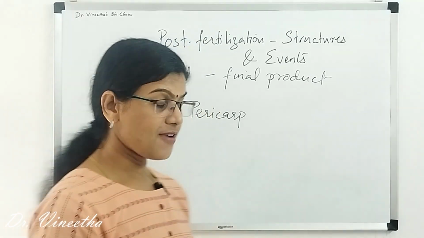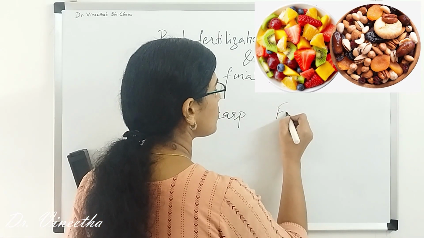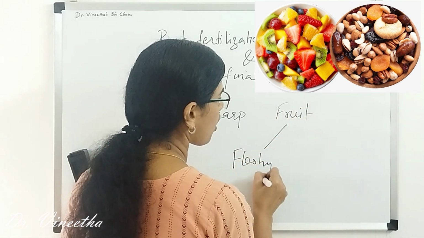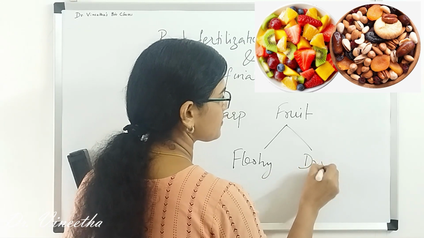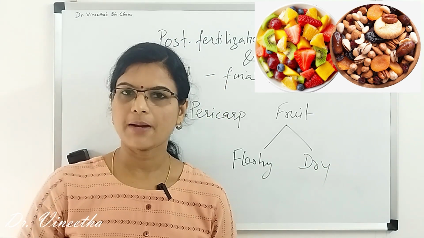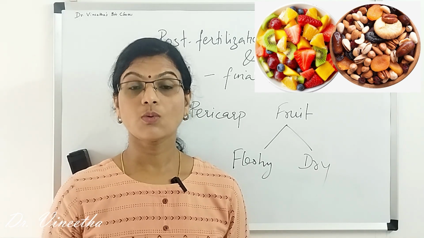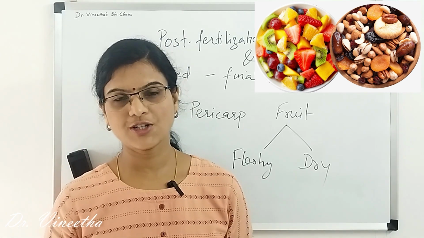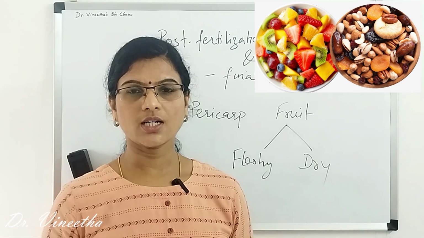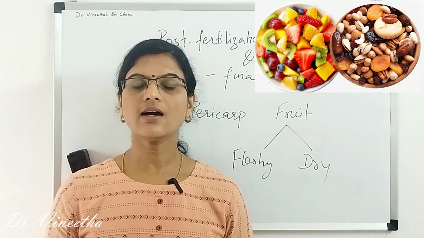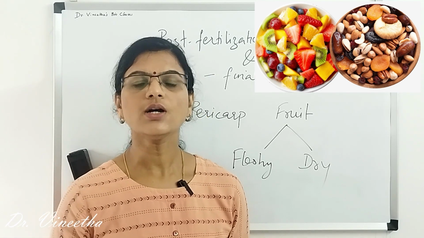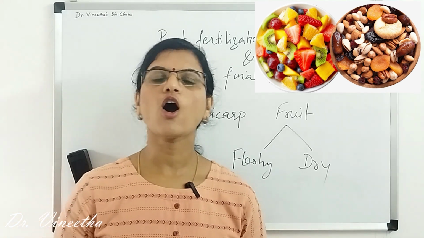The fruit can be either fleshy or it can be dry. The mango, guava, orange, all these are fleshy fruits, right? And what about dry fruits? Such as the groundnut, cashew nut, almonds, all these are dry fruits, right? Mustard, all these are dry fruits. So the fruits can be either fleshy or dry.